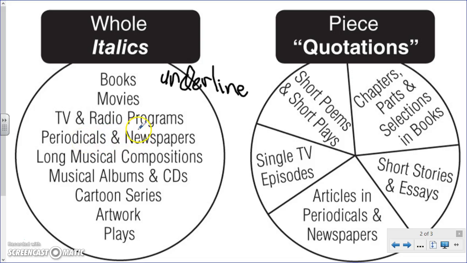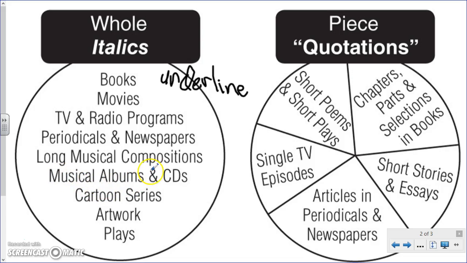Newspapers fit in with the same idea here. Los Angeles Times, those are all perfect examples of these. Long musical compositions, like Beethoven's Ninth, that is a long composition. It goes on forever, so it actually has different pieces to it. So that piece goes into the piece part, but the whole aspect here goes with this.